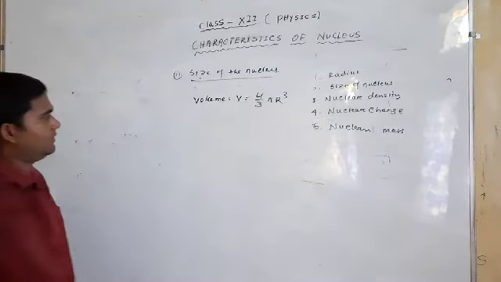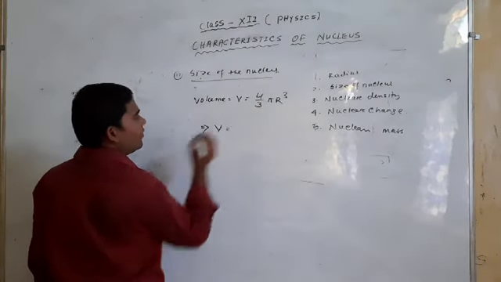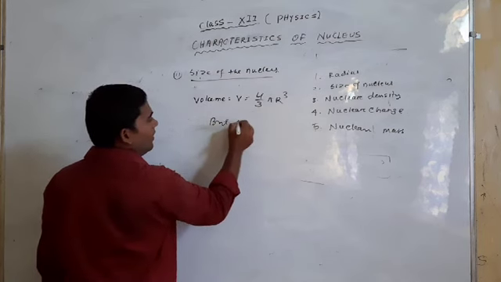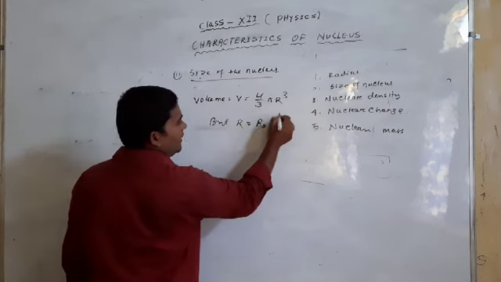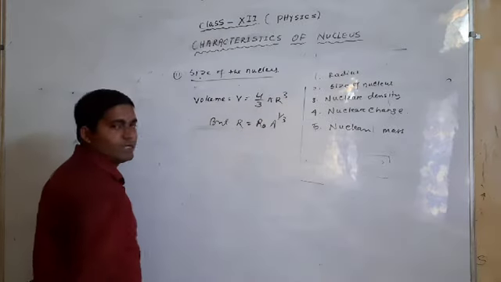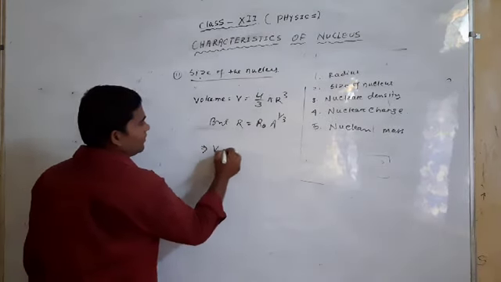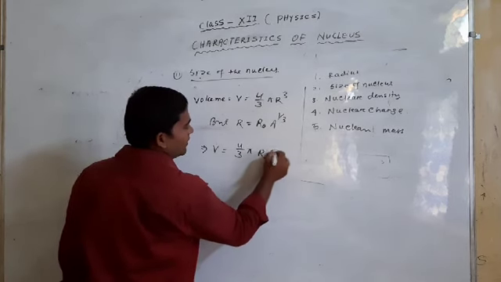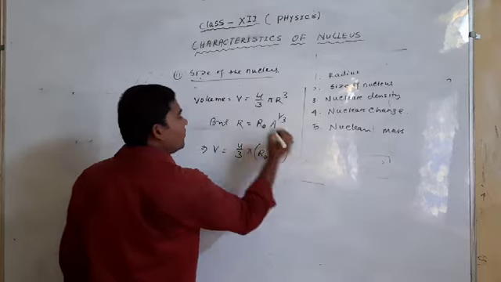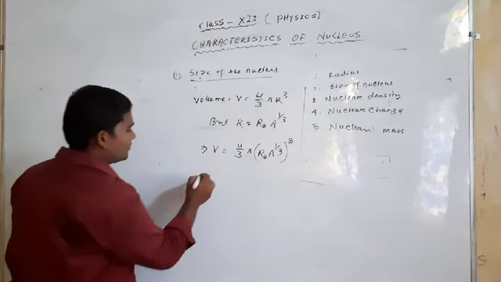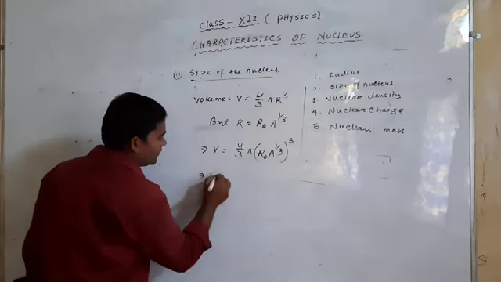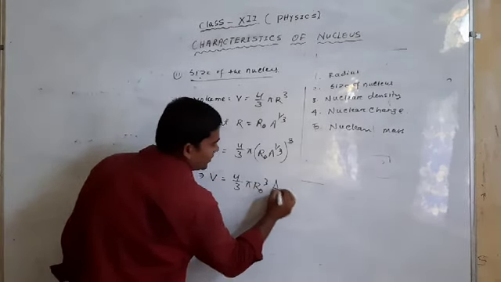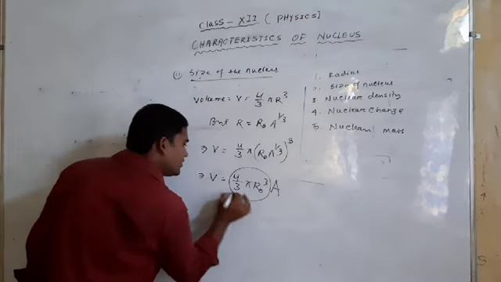Okay, and volume V, if you substitute here, r equals r naught A to the power 1 by 3. Then what should be the volume? So volume V equals 4 by 3 pi (r naught A^(1/3))^3. So that will give V, the volume, equal to 4 by 3 pi r naught cube A. Okay, so this term is a constant.